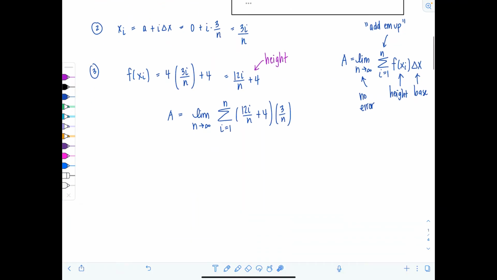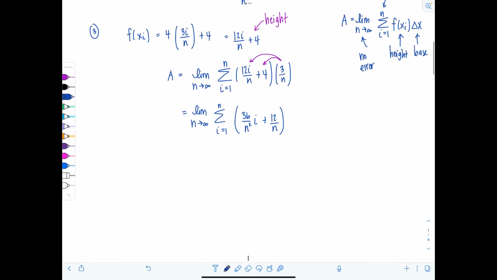So let's start cleaning up. First thing, just distribute that delta x, so the 3 over n, to the terms here, and keep writing every step of the way. Don't get lazy, don't get sloppy. Limit, n goes to infinity, sum i equals 1 to n. This is going to be 36 over n squared times i plus 12 over n. All right, beautiful. What do you do from here?